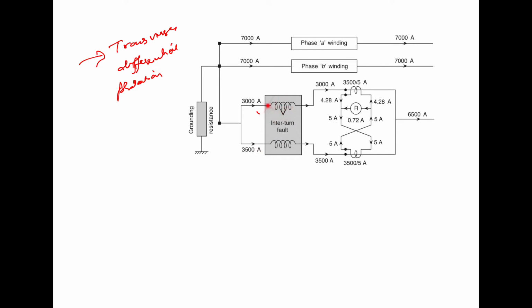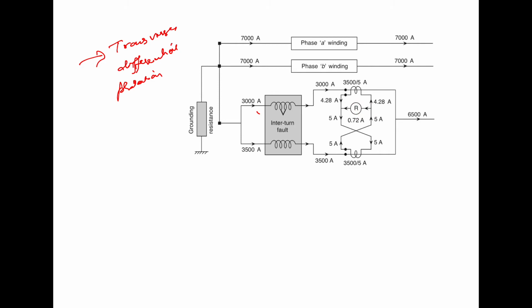Now because of the interturn fault, the current is reduced. Now when the current is reduced, it is an interturn fault, that is, it may be shorted. So here we will have the current of 3000 ampere, here we have the current of 3500 ampere, and as a result the remaining current will flow through this overcurrent relay.